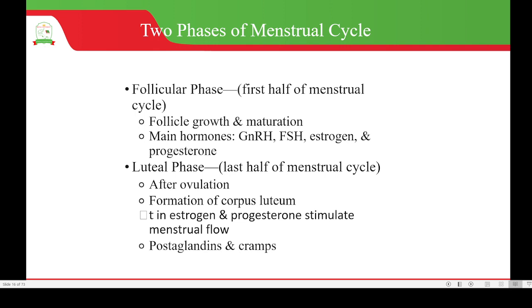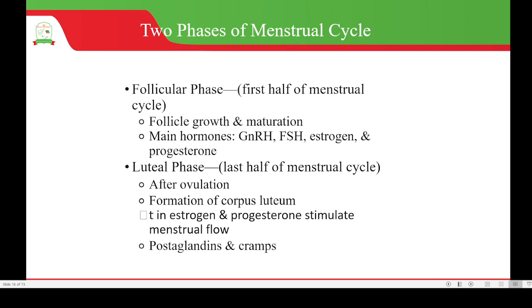So there are two main phases of the menstrual cycle. We have the follicular phase and the luteal phase. The follicular phase is the first half of the menstrual cycle. During this time, follicles grow and mature, and the main active hormones are gonadotropin-releasing hormone, follicle-stimulating hormone, estrogen, and progesterone.